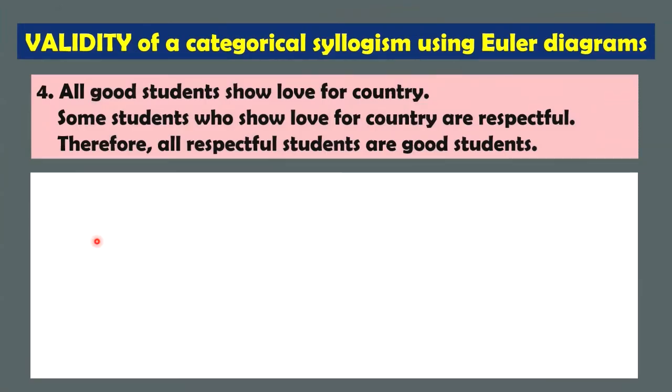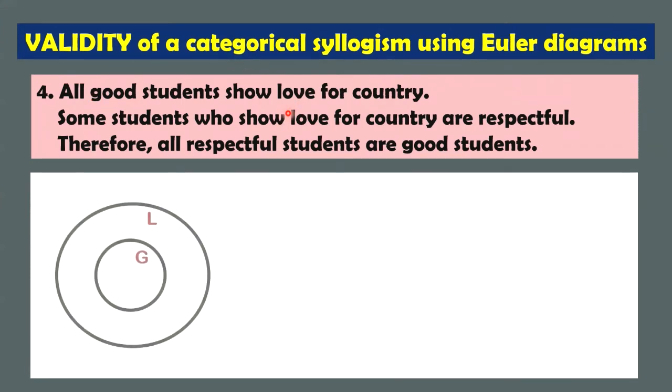Here. Okay, so let's have set G for the set of good students. G na lang, no? And then L, yung mga students that show love for country. Okay? Sabi dito, all good students show love for country. So it's very madali, right? Because set G is properly contained in set L. Right? Okay, like this. Okay?